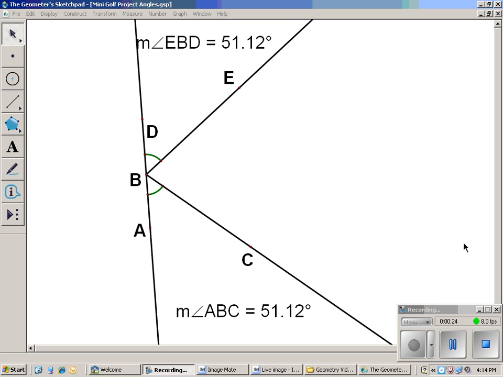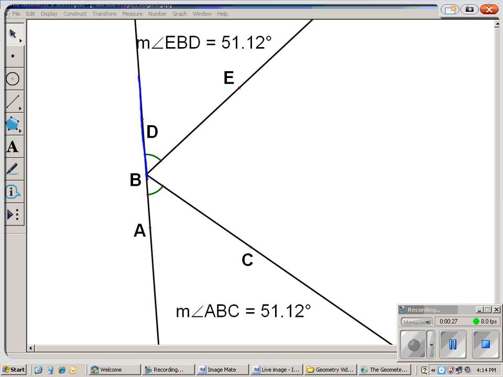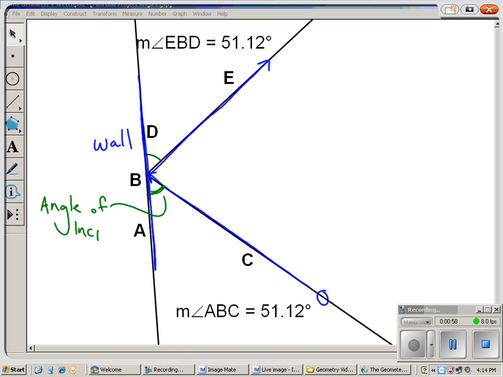If this is some kind of a wall, and a ball, like a golf ball, came along this path, it would bounce off the wall. So here's my golf ball. It came and bounces off the wall. It would actually bounce along this line. In science, we would call this angle down here the angle of incidence, and this angle up here would be called the angle of reflection.